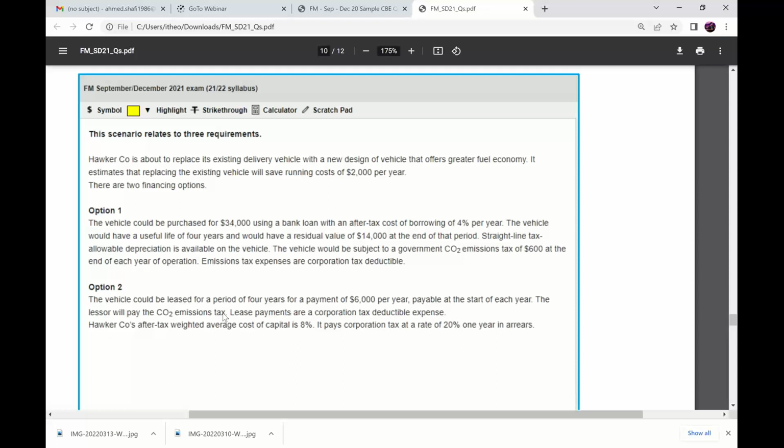The lessor will pay the CO2 emission tax. We don't have to pay it. The lessor who is giving us the vehicle. We are lessee, we are taking. The lessor will bear the tax. This is not our cost. Lease payments are corporation tax deductible.